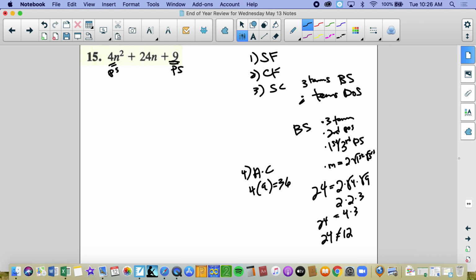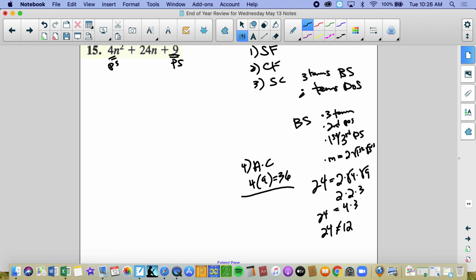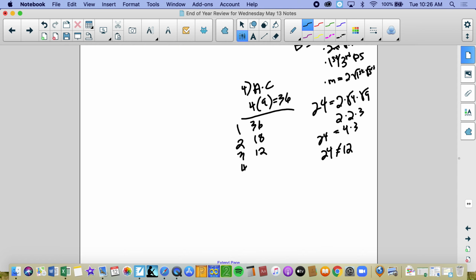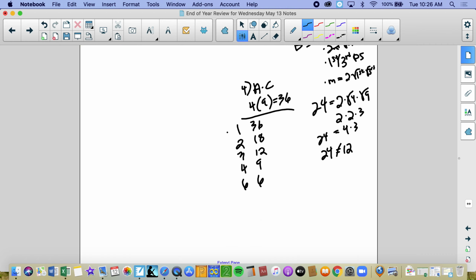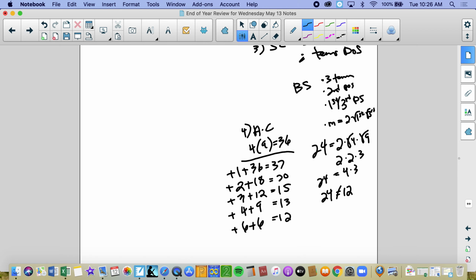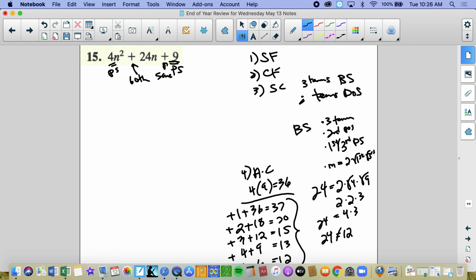So 4 times 9 is 36. So we're going to look for factors of 36. 1 and 36, 2 and 18, 3 and 12, 4 and 9, 5, no, 6 and 6. The signs are the same. When this is positive, we know the signs are the same, and they're both positive. That makes 37, 20, 15, 13, 12. Do any of those equal my middle, 24? Nope. So again, ooh, this is going to be considered prime.